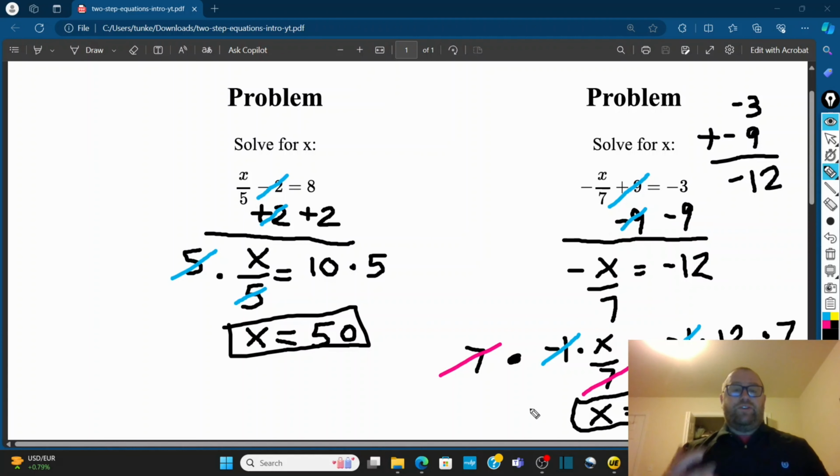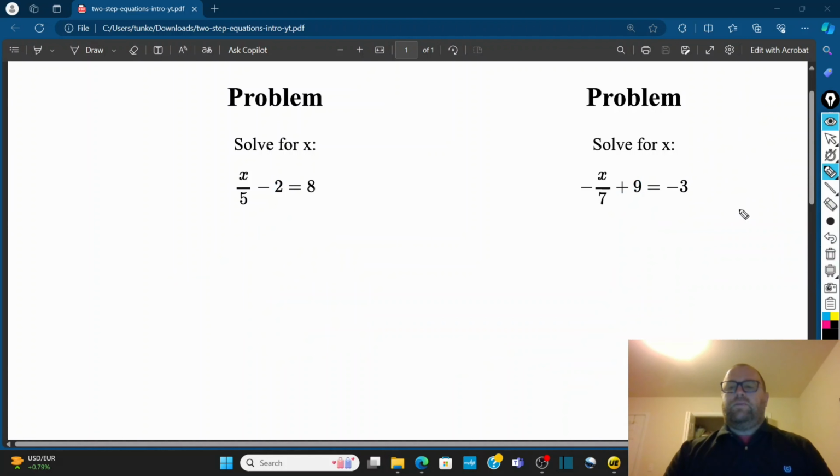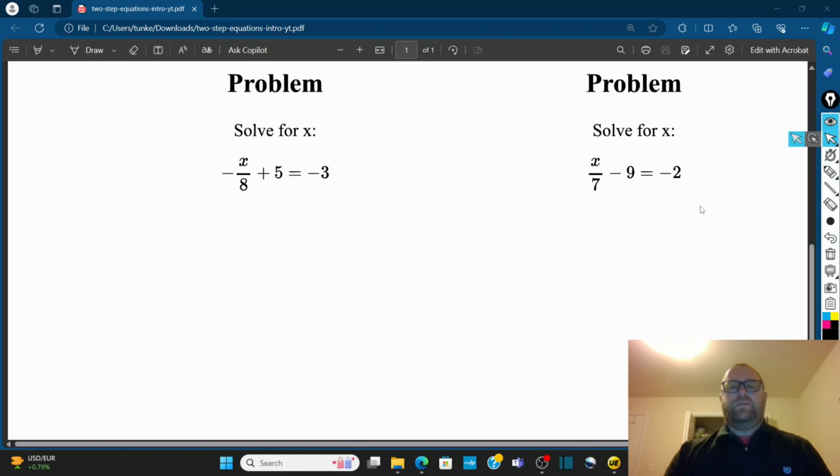Okay, so that's the first two problems. Take a snapshot of this because I'm going to have to clear this stuff out, and then we'll look at the next two problems. Okay, let's look at the next two problems here.